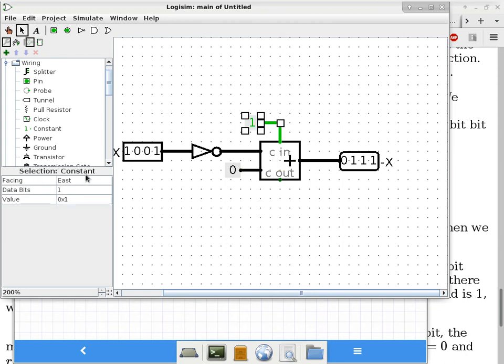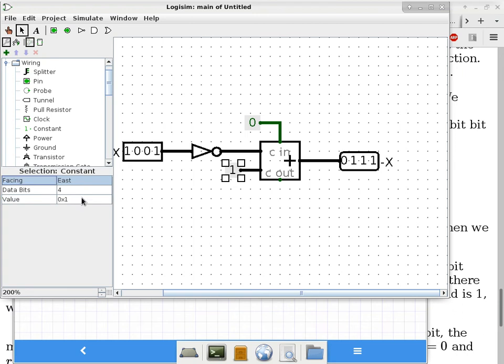Okay, so if you change the carry in to 0, then it will just be a bitwise not, because you're adding 0 to the bitwise not. But then you can also change this back to a 1, and then we're back to 2's complement.